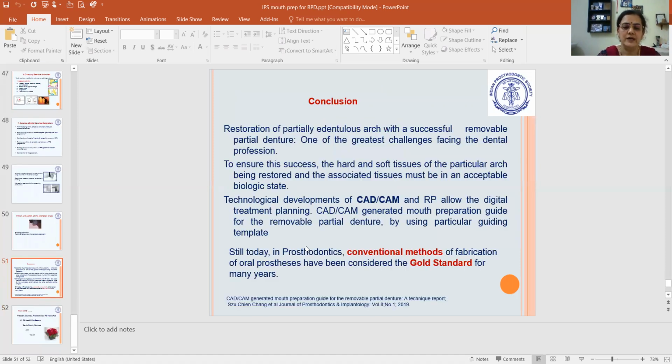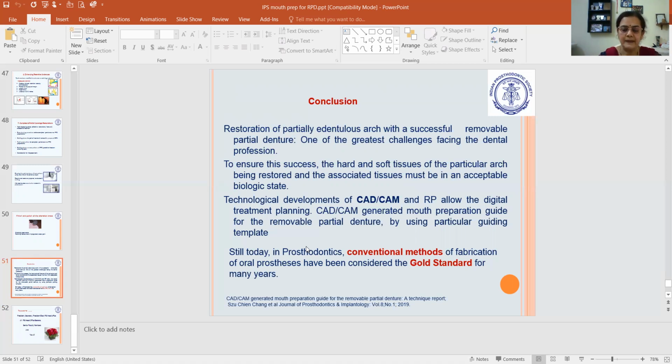Coming to the conclusion, restoration of the partially dentulous arch with a successful removable partial denture is one of the greatest challenges facing the dental profession. To ensure this success, hard and soft tissues of the arch being restored and associated tissues must be in an acceptable biologic state. Today, technological developments of CAD/CAM and rapid prototyping allow digital treatment planning. A CAD/CAM generated mouth preparation guide for the removable partial denture, using a particular guiding template, is also possible. Still today, in prosthodontics, conventional methods of fabrication of oral prostheses have been considered the gold standard for many years.